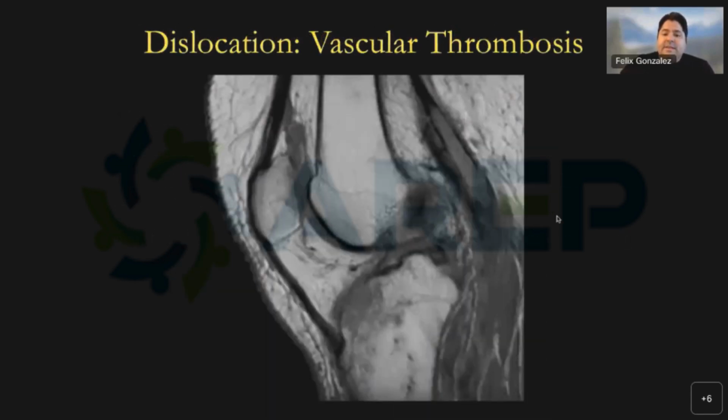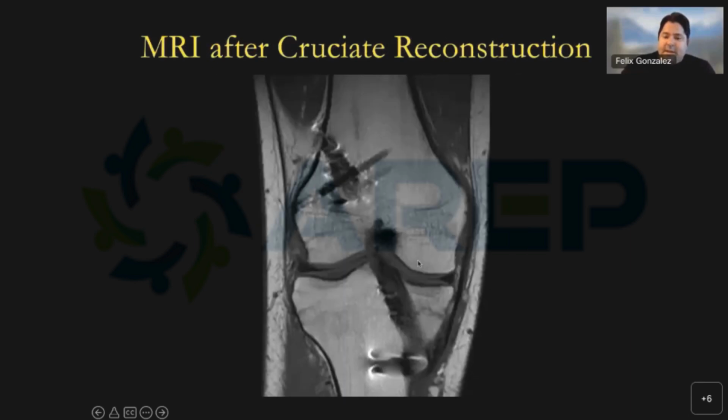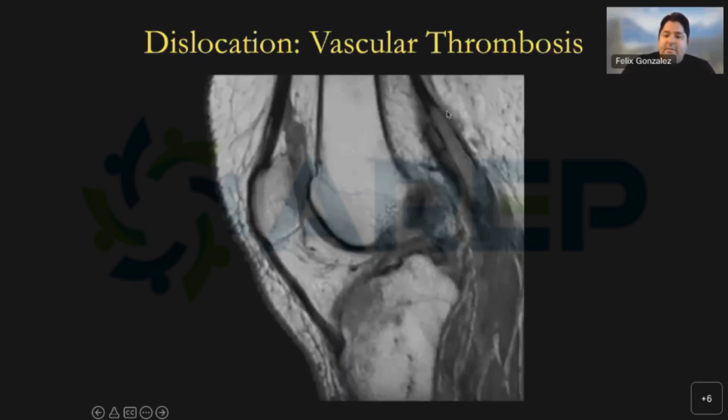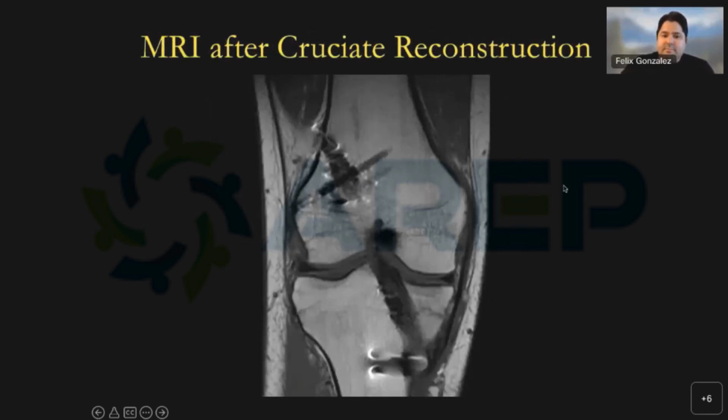This is a dislocation with vascular thrombosis. You can see the complete violation of the ACL, and however, you can see how back here the actual tibial trunk is full with a thrombus, basically.